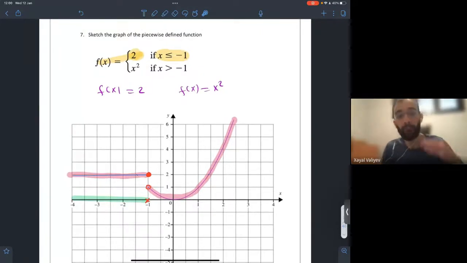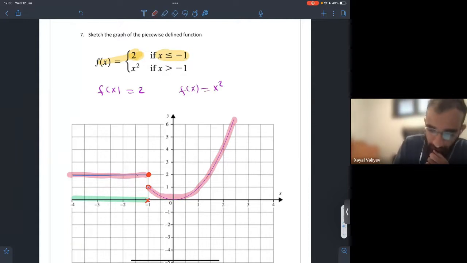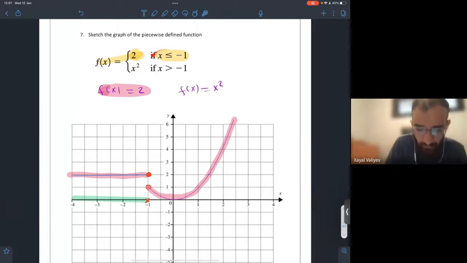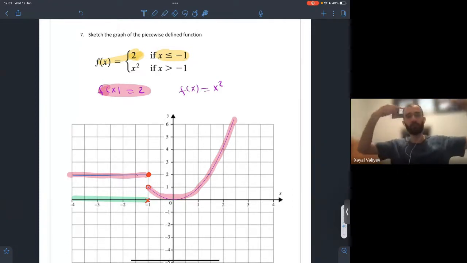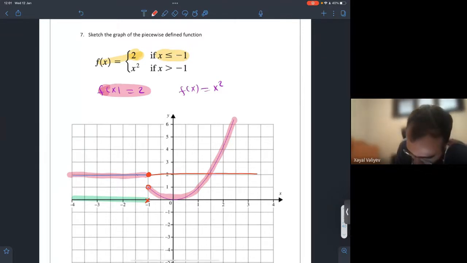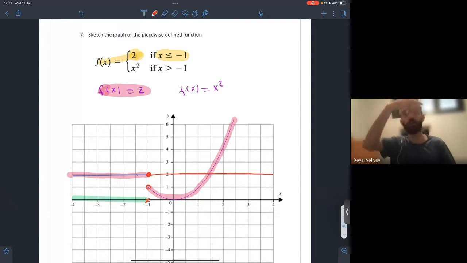Firstly, my suggestion, Farida, is for you to know the graph of f of x equals 2. If you know this graph and sketch it, just forget about the other part for a while. Sketch the graph of f of x equals 2. It's a horizontal line passing through 2. As well, you need to know the graph of x squared.